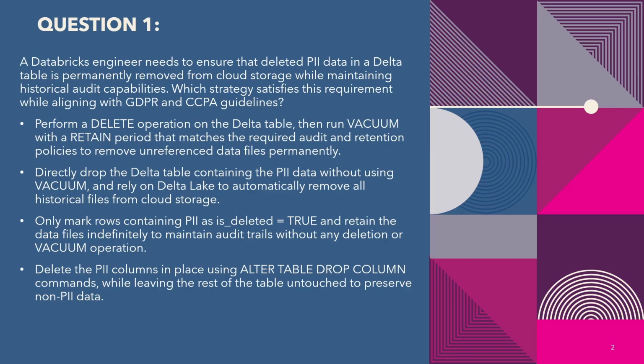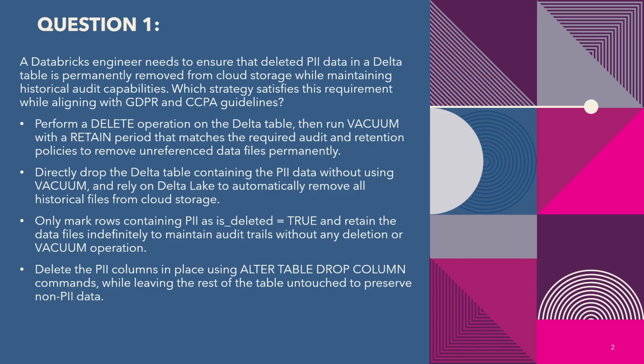Option B suggests dropping the entire table. You might think dropping a table removes everything, but this is risky. Dropping the table removes all data, not just the PII, and can destroy necessary non-PII historical records you must keep for audits or operations. It's also heavy-handed and rarely acceptable in production.